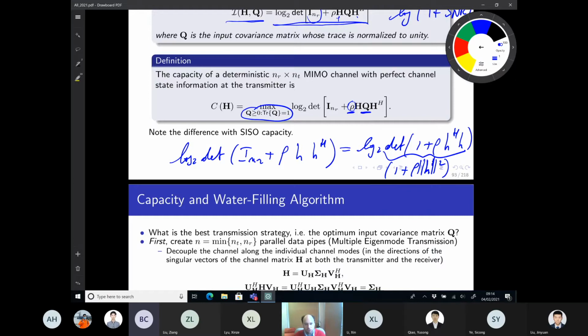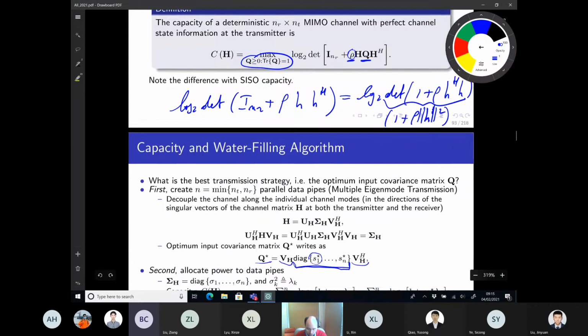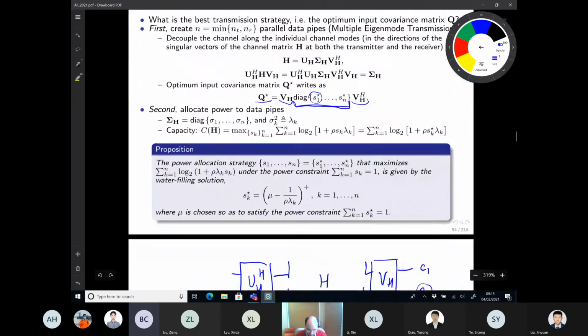We'll see an example later on where I don't use the rho per se, and I directly allocate the absolute power to each stream through this Q. Those are different notations you can find in the books, and you will see I will use both so that you're familiar with this.